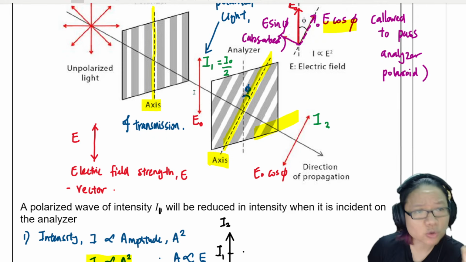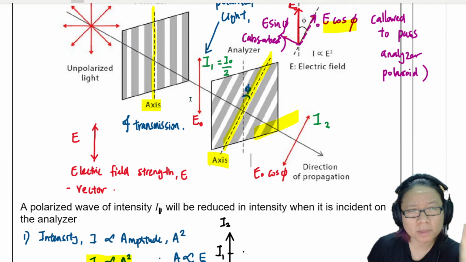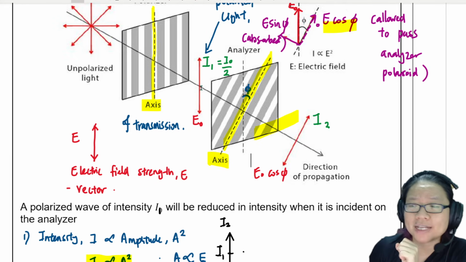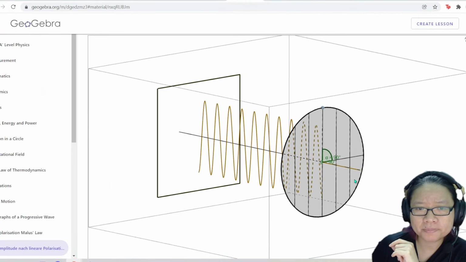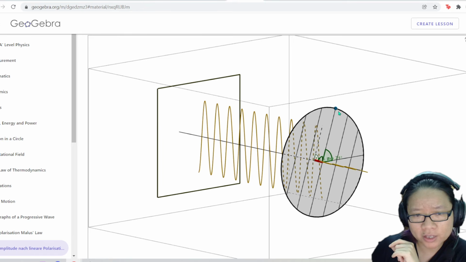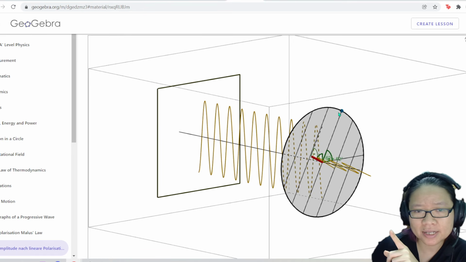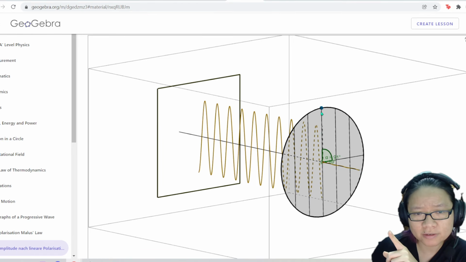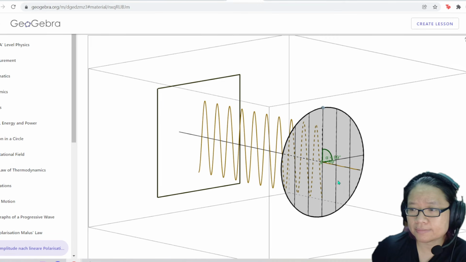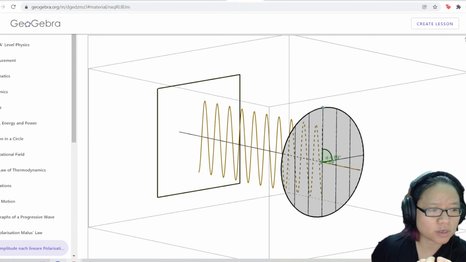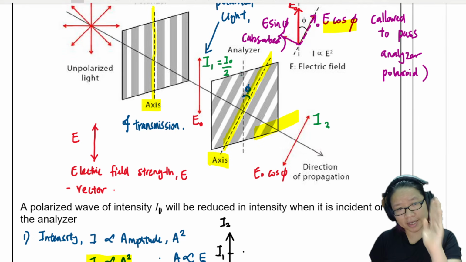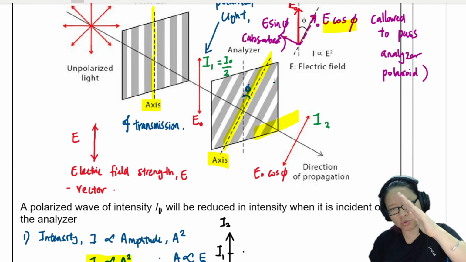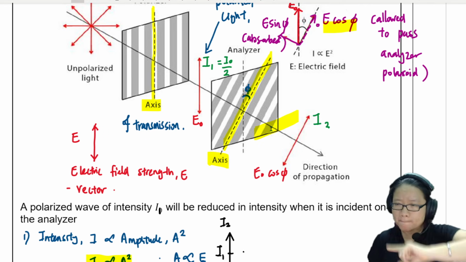If it's 90 degree to E0, to the plane polarized wave, will you get any wave? No, you won't. Remember this one? Look at the red color line. When the red color line is 90 degree, I don't get anything. Nothing. So if we go back to this one, this intensity is maximum, and as it decreases, at 90 degree, minimum.